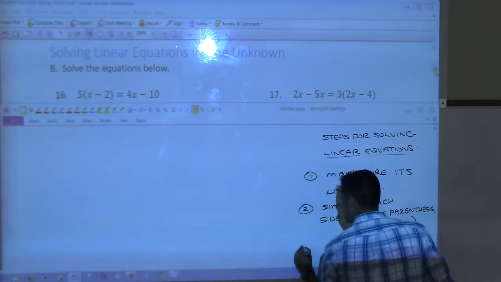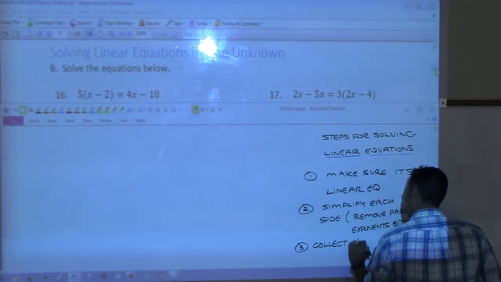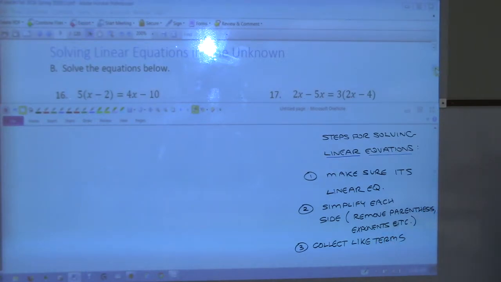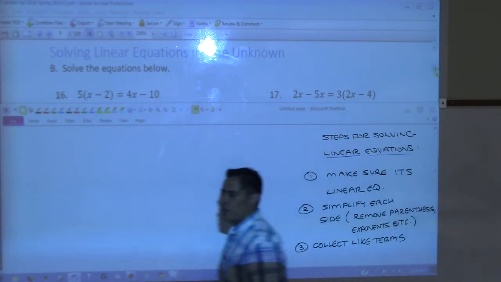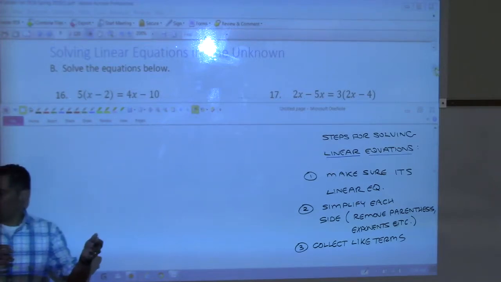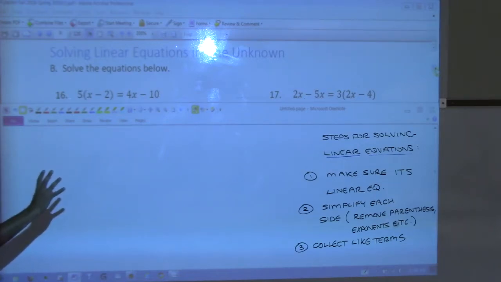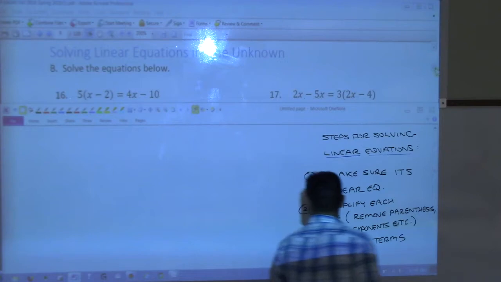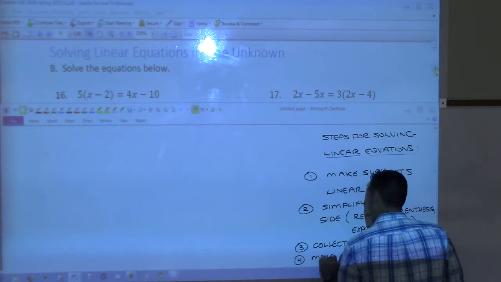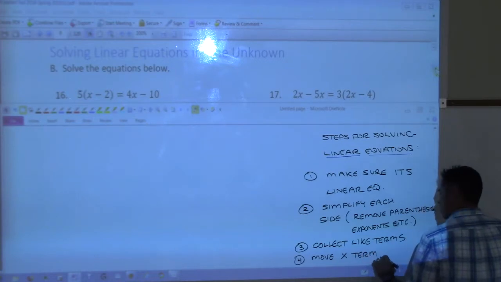The third step is to do what's called collecting like terms. So anything that is the same type of thing, you put together. So if I have like a 2x and a 3x being added, I put them together to get 5x. If I have 7 minus 4, I subtract and I get 3. And I do that individually on both sides, all right? And then the last kind of, we're getting there, yeah. Move x terms to one side.